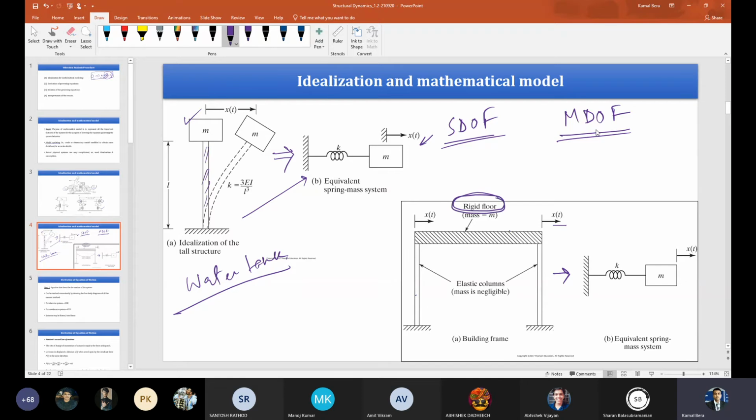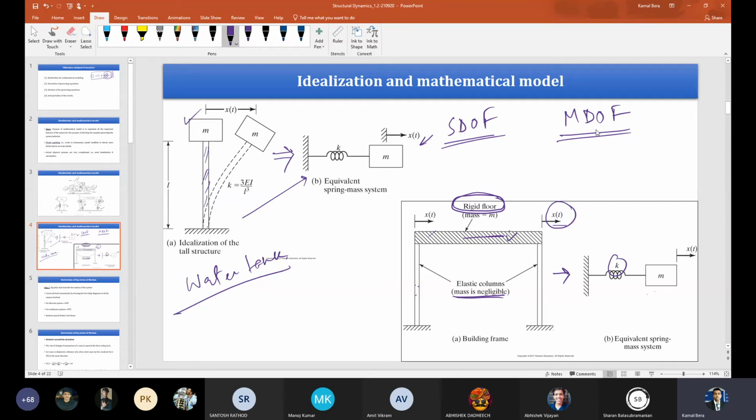If I provide that the floor is rigid, that means it can move only in its plane, like this, and can be defined through x. The column mass is much less as compared to the floor mass, negligible as I have written here, so you can idealize this as a single degree of freedom system. Now tell me, what is k here?